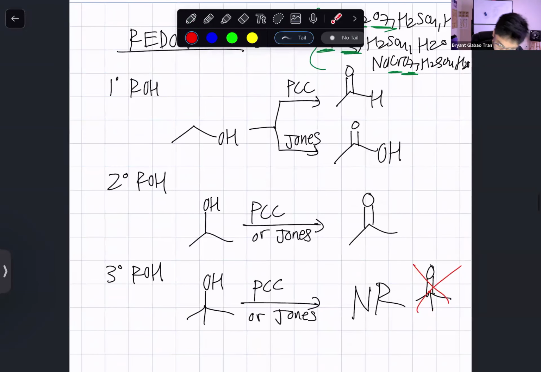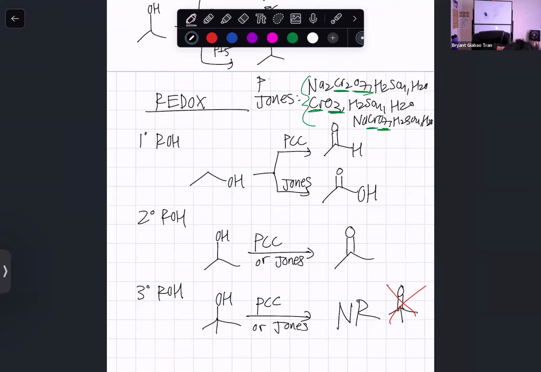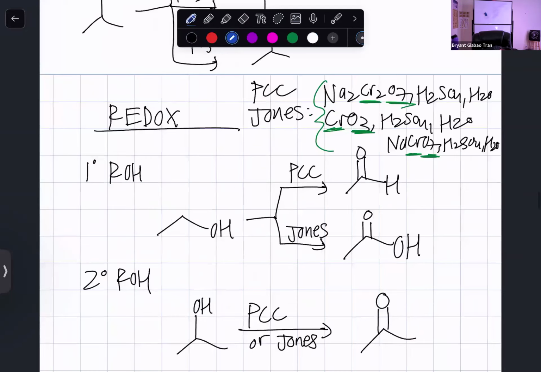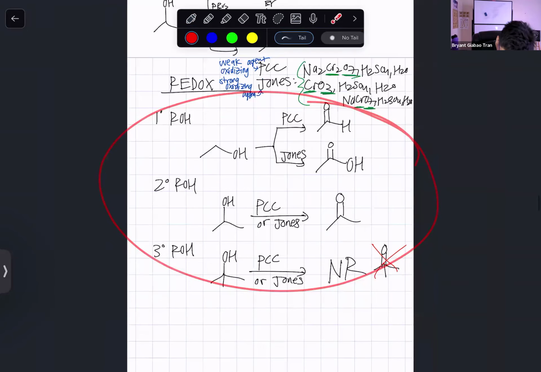Now we could go backwards, which is reduction, which I'm going to do in pink. Weak oxidizing agent, PCC. Strong oxidizing agent, Jones. And then the differences in what it does to the alcohols are going to be given in this chart here.